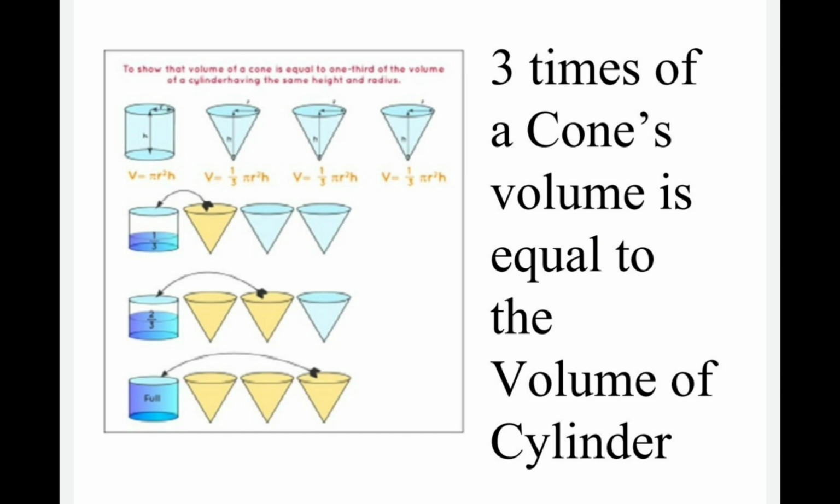Repeat this process 2 more times, ensuring each time that the cone is completely filled with water before pouring it into the cylinder. Here we can observe that after pouring water from the cone into the cylinder 3 times, the cylinder is now completely filled with water to its brim. The visual experiment demonstrates that the volume of the cylinder is indeed 3 times the volume of the cone. So, here we can come to the conclusion that 3 times a cone's volume is equal to the volume of a cylinder.